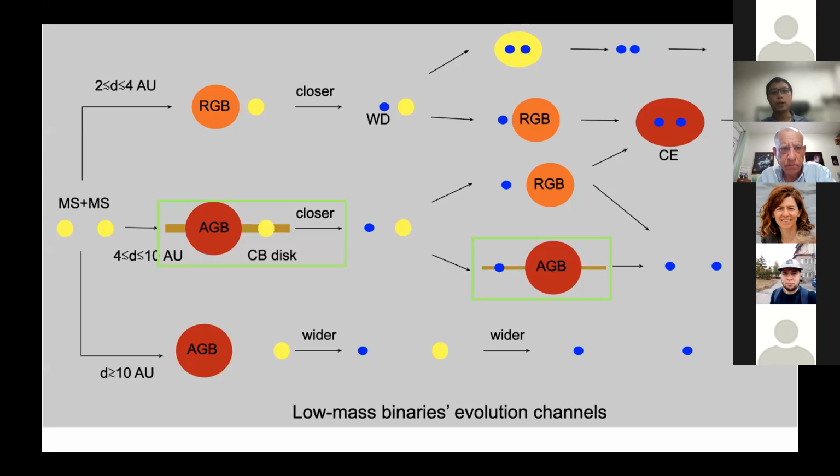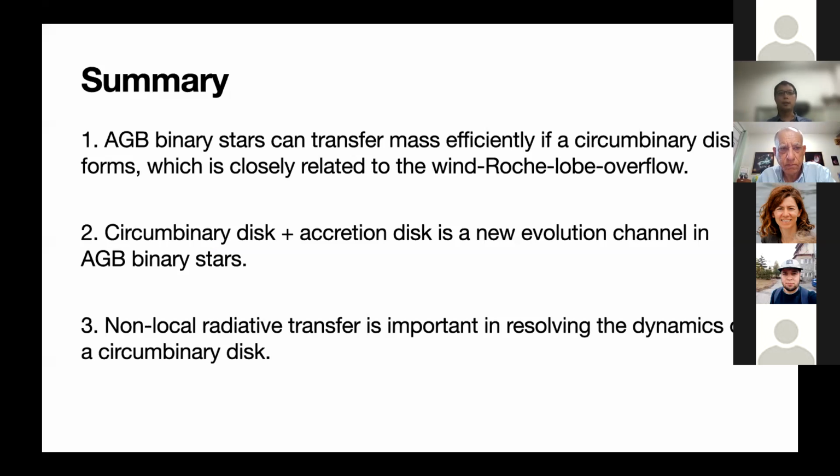So in summary, we have discovered a very important intermediate mass transfer mechanism. This mechanism is happening in AGB binaries, which have accretion disks and circumbinary disks, and they may become the progenitors of some of the planetary nebulae. I will put my summary here and take any questions. Thank you.